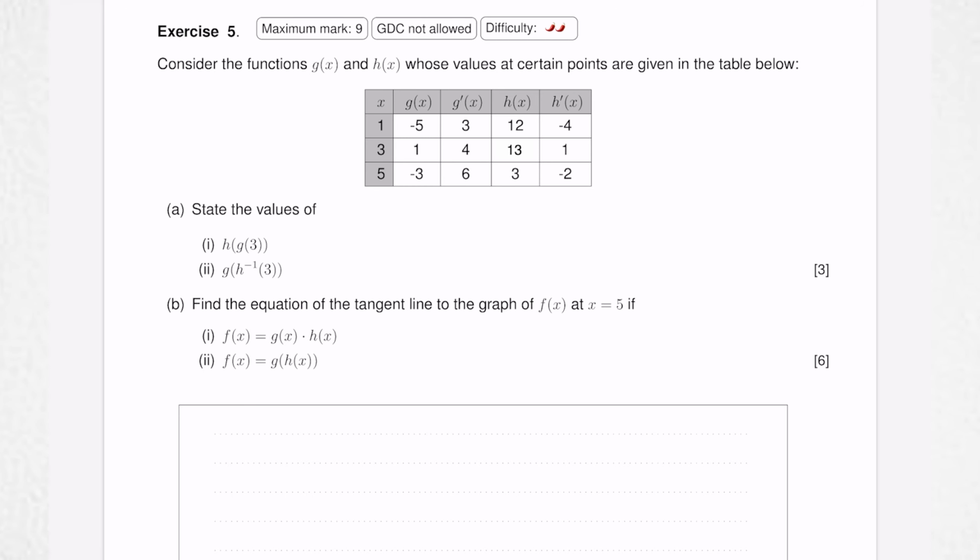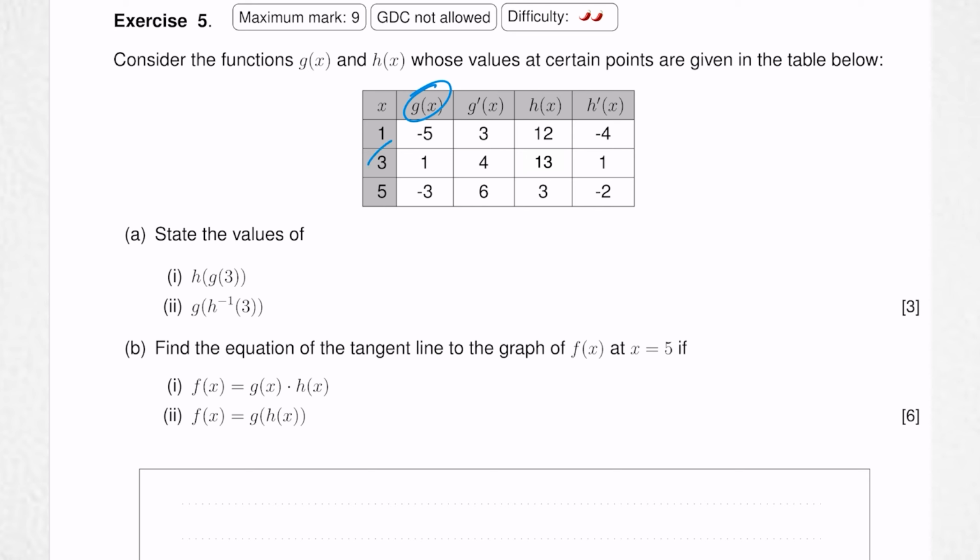Now, what is h of g of 3, starting from part a-i? First of all, g of 3 is equal to 1. So this value over here is 1. Then we're left with h of 1. And h of 1 is equal to 12. So this is 12. Now let's tackle a more challenging one.